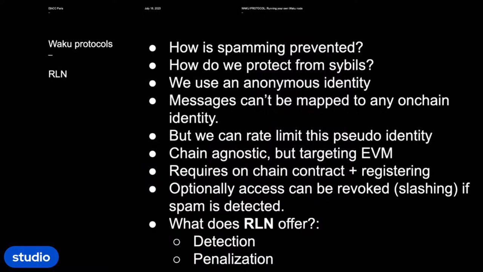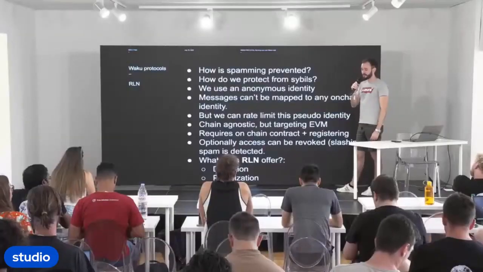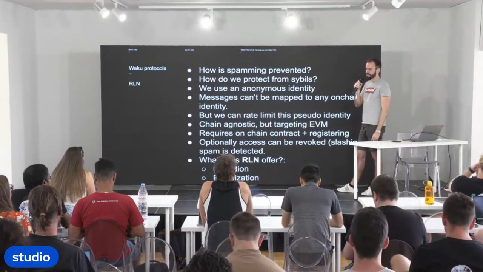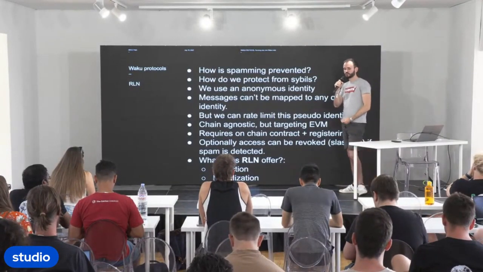So you can't really rate limit because you don't have an identity to rate limit anyone, right? And so RLN stands for rate limiting nullifiers. We have some people in the crowd that have a lot of knowledge in this. So if you have questions after this regarding RLN, they will be able to answer. So this protocol provides some kind of pseudo identity that we can use to rate limit you.